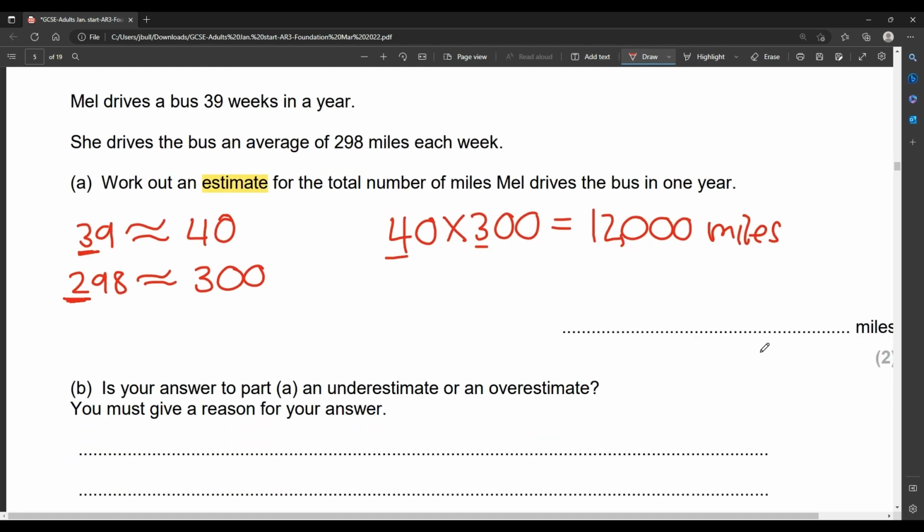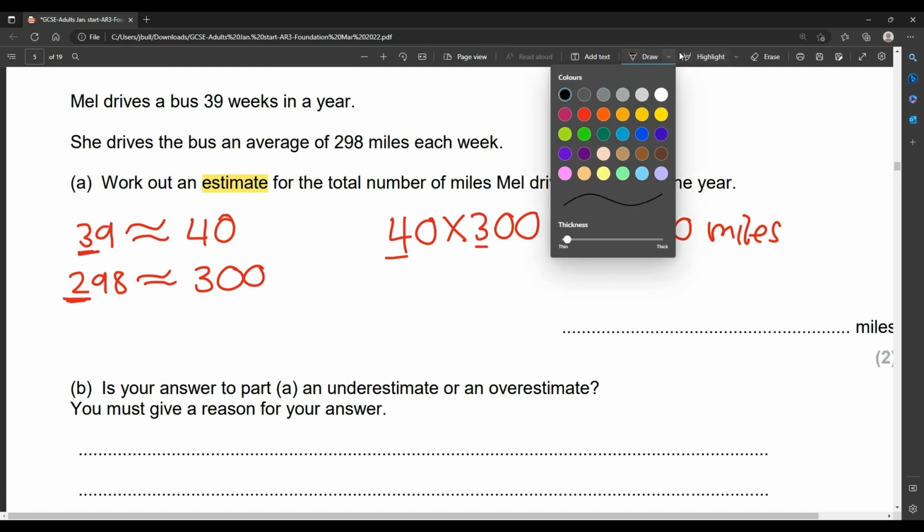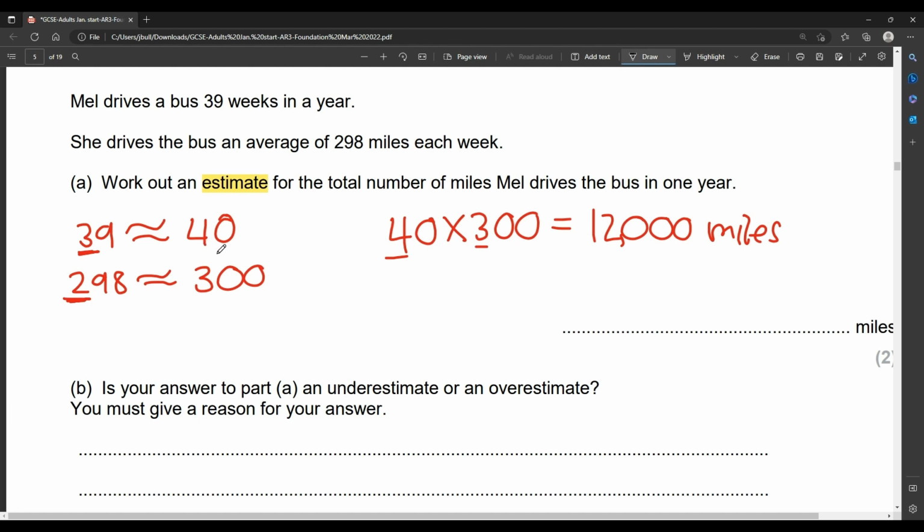The second part of the estimation question is usually, is this an overestimate or an underestimate? How you would check this is you would check how you rounded your numbers. So we rounded this number up, so that would be over. And this 298, we also rounded up. So because we rounded both numbers up, this would be an overestimate, so it's more than the actual amount. And your reason would be something along the lines of, we rounded both numbers up.